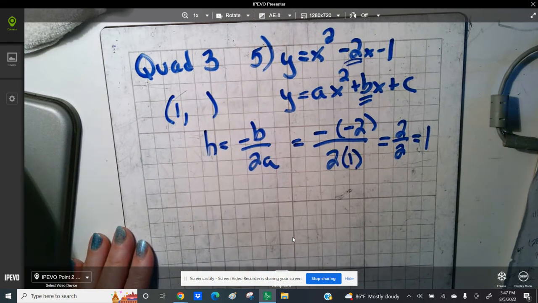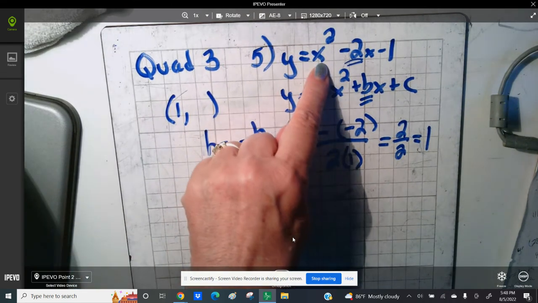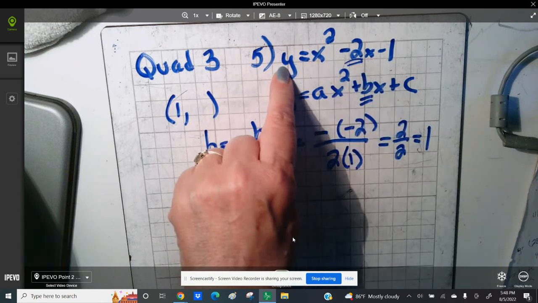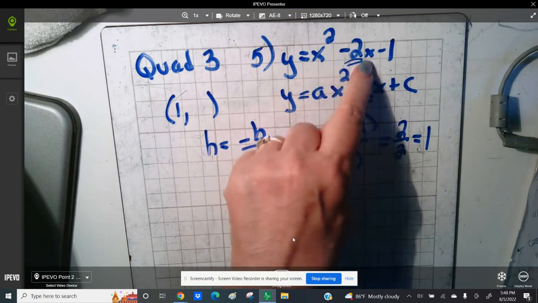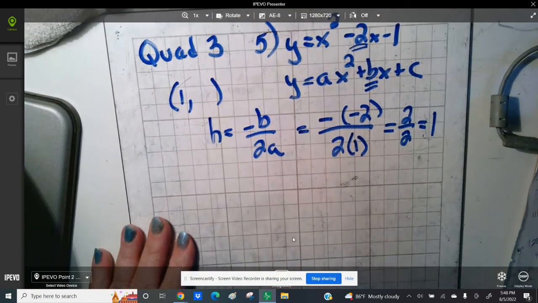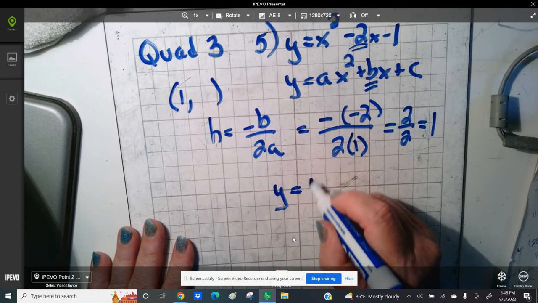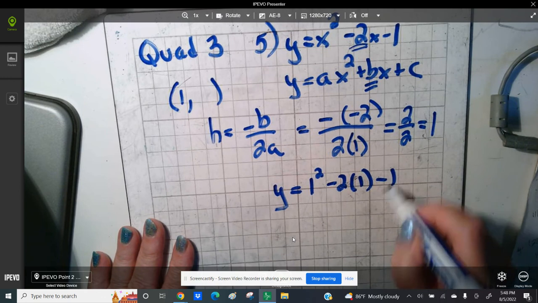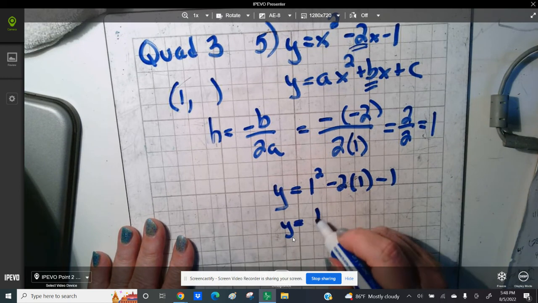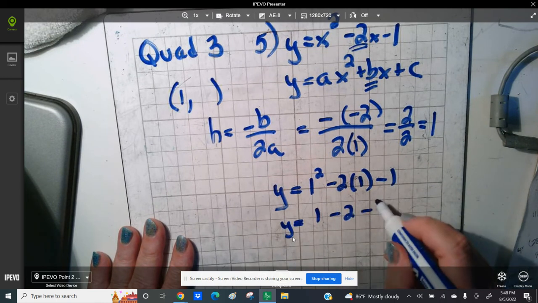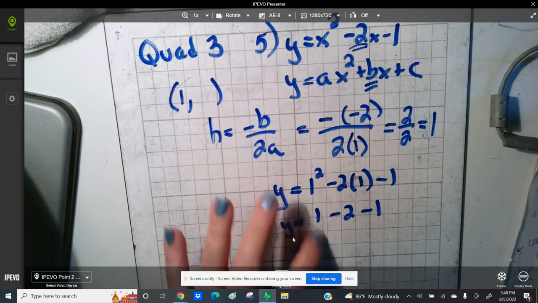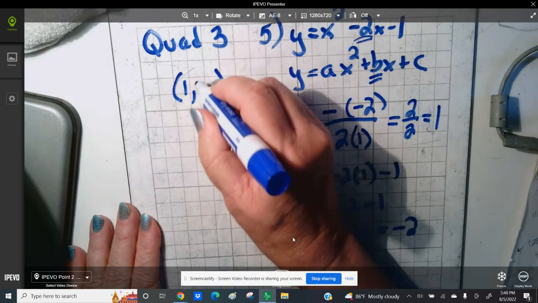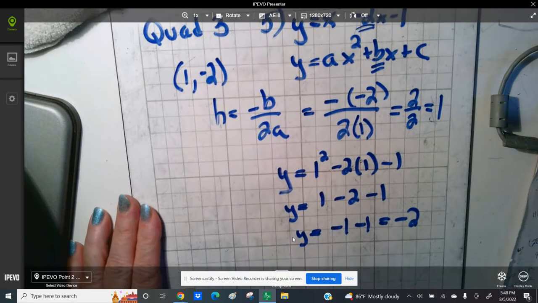I don't know what my y value is, but if I plug in 1 for these x's, then I'll know what my y value is, because I know that 1 is a valid x value. So I'll say y equals 1 squared minus 2 times 1 minus 1. y equals 1 minus 2 minus 1. Well, 1 minus 2 is minus 1, minus 1 is minus 2. So now I know my vertex is (1, minus 2).